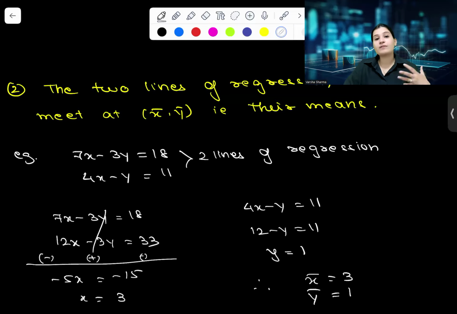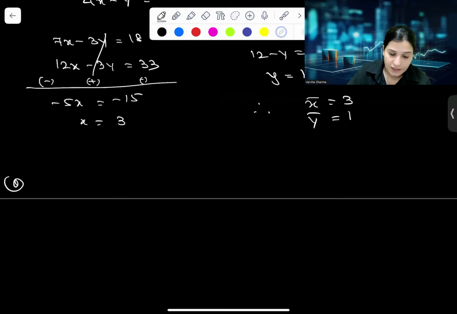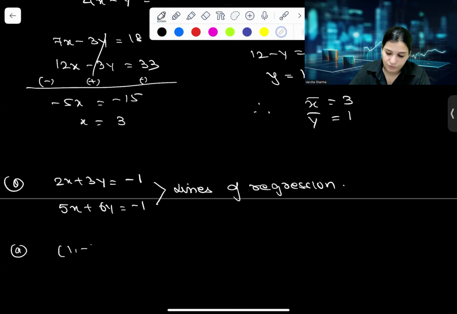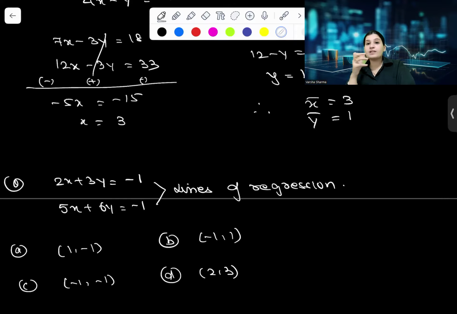Is it understood? What we could have also done is trial and error. For example, 2x plus 3y equal minus 1, 5x plus 6y equal minus 1. These are the two lines of a regression. We have to find the mean. Options are 1, minus 1; minus 1, 1; minus 1, minus 1; and d, 2, 3. So do trial and error and see which of the coordinates satisfies both the equations. Which coordinate will satisfy both the equations?